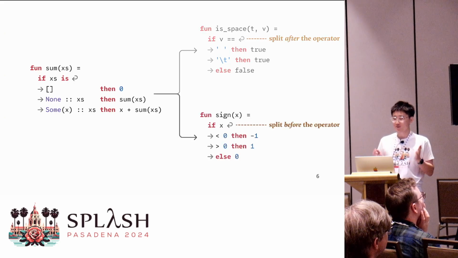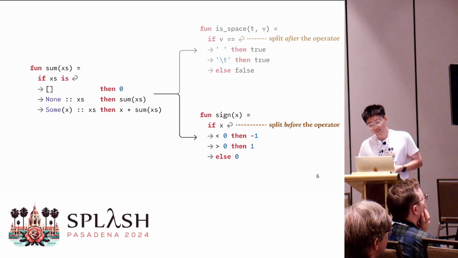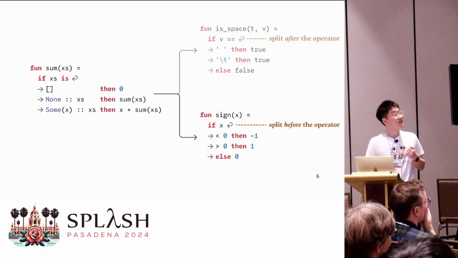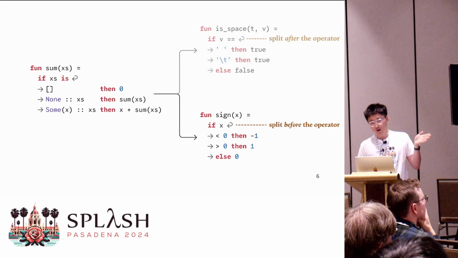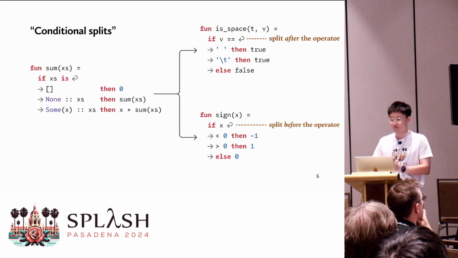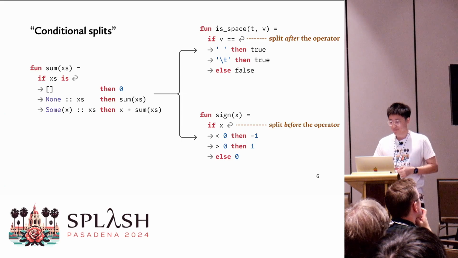Similarly, we can also start a split before the binary operators. In this example, we are calculating the sign of parameter x using different operators. The else clause still works. This is the first aspect of the UCS. We call this feature conditional splits.